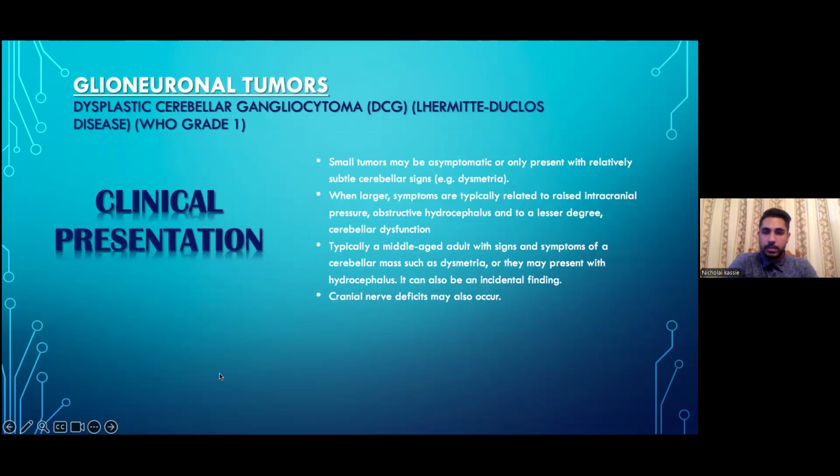In terms of clinical presentation, patients with small tumors may be asymptomatic or only present with relatively subtle cerebellar signs, like, for example, dysmetria. When they are larger, symptoms are typically related to raised ICP, from obstructive hydrocephalus, and to a lesser degree, cerebellar dysfunction. Typically, middle-aged adults with signs and symptoms of a cerebellar mass, such as dysmetria, or they may present with hydrocephalus, as previously described. It can also be incidentally found. Cranial nerve deficits may be present in these types of tumors as well.